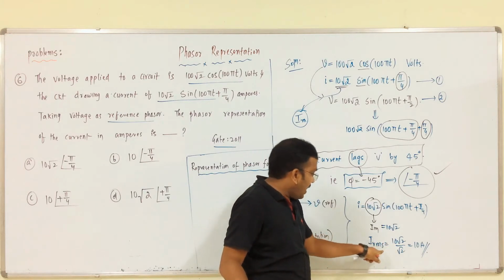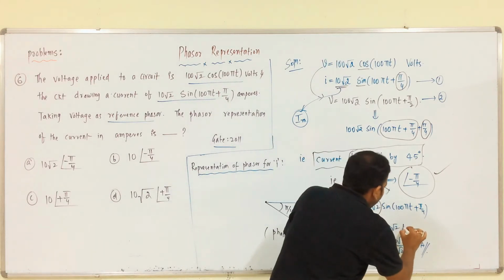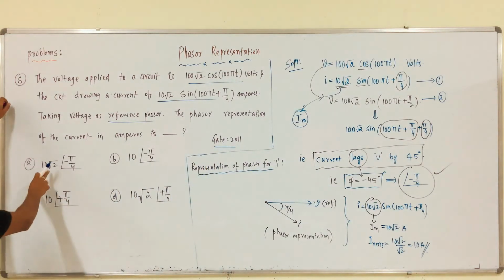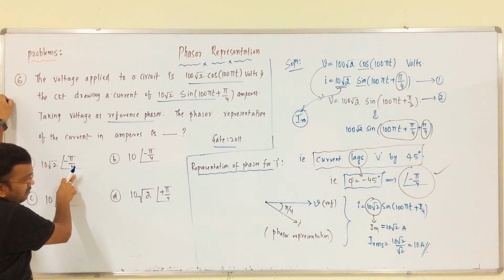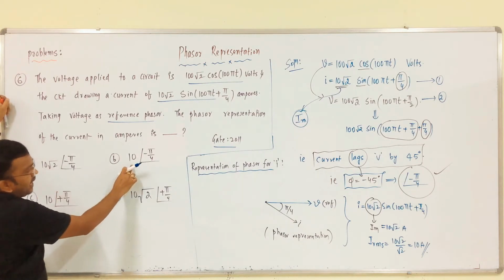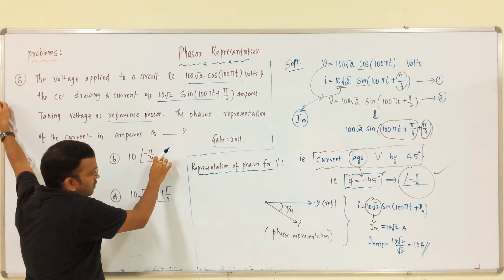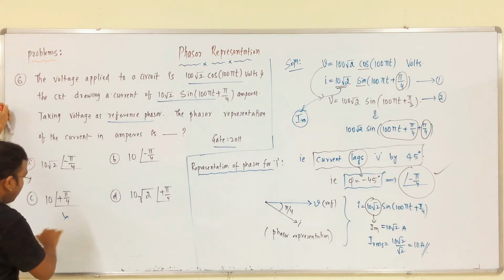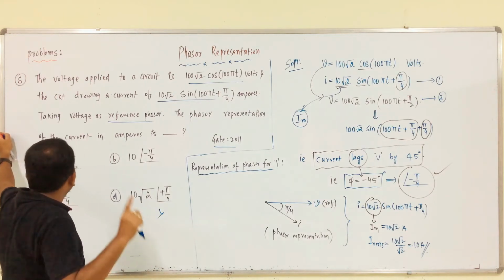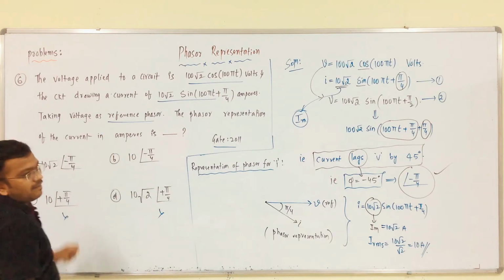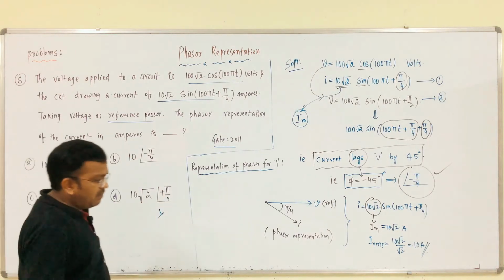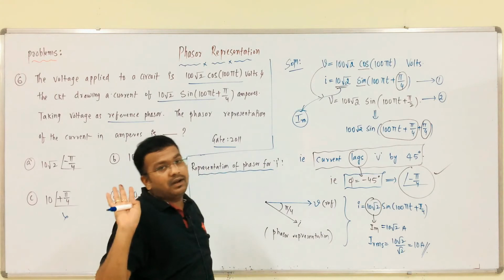We have IRMS and like that we have VRMS. Which one is considered? In options, we have 10 root 2 at an angle of minus pi by 4, maximum value of current at an angle 45. We have 10 at an angle of minus 45, clear. Here plus pi by 4. So, C and D are incorrect. So, the answer would be A or B. Then among these two, which one is more preferable?